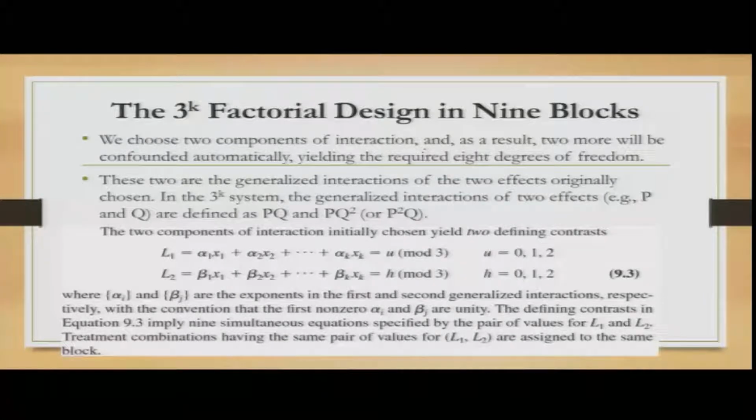The 3^K factorial design in 9 blocks. So, we could choose 2 components of interaction, and as a result 2 more will be confounded automatically, yielding the required 8 degrees of freedom, and corresponding to that we can do it. These 2 are the generalized interaction of the 2 effects originally chosen. So, in the 3^K system, generalized interaction of the 2 effects. So, for example, you are defining them as P and Q, they would be PQ or PQ² or P²Q, and corresponding to that.